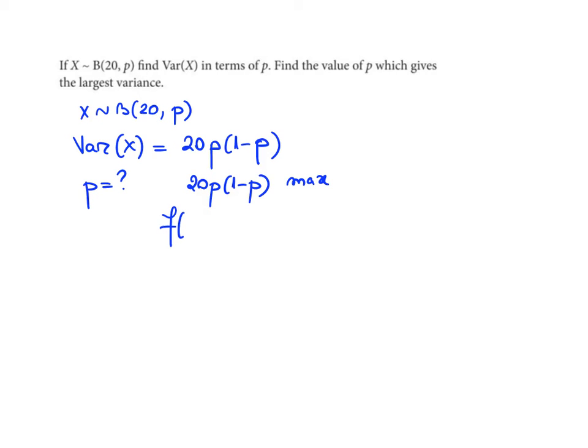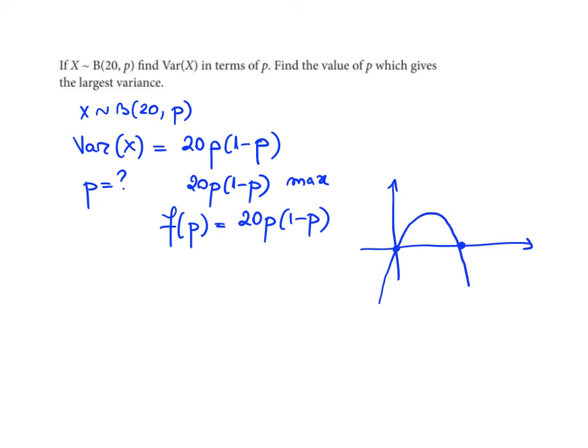I can change p with x. No, better no, because x is used for something else. So it's a function of p, 20p(1 minus p). So if I'm to graph this function, I see that it's a quadratic with one root being 0 and one root being 1, and it's a concave down parabola. Therefore, the maximum value will be here. This is the maximum value, and it is for 1 over 2.